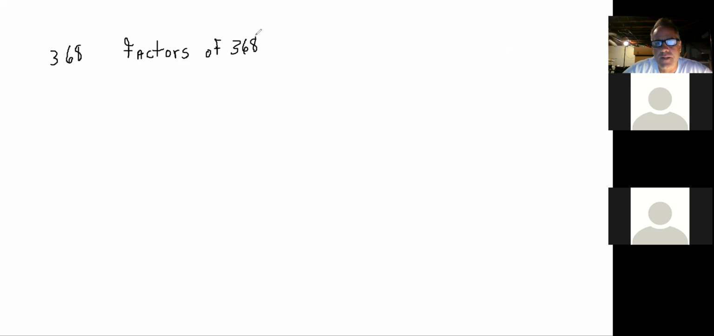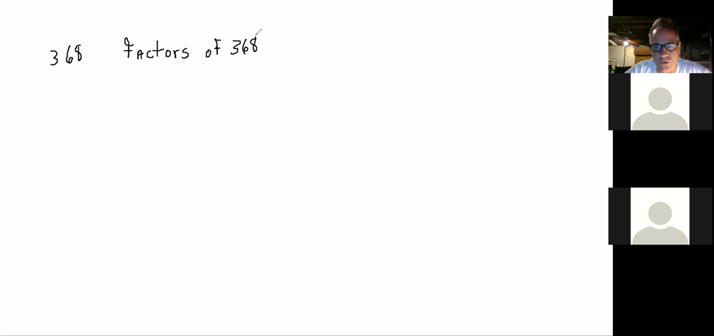Another word you can interchange with factors is divisors. Any number that divides evenly into 368. And when I say number, I mean a counting number. So remember the counting numbers, the natural numbers, 1, 2, 3, 4, 5, 6, 7, 8, dot, dot, dot, onward and forward. So it's really a process of finding all the numbers that will divide in there evenly.